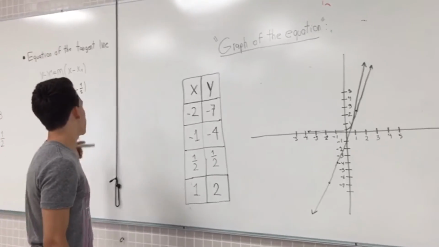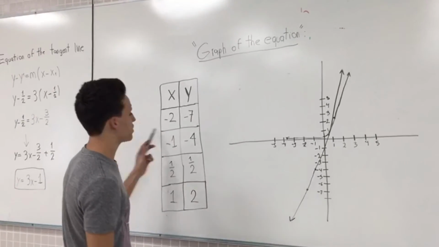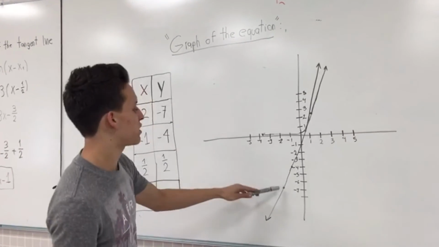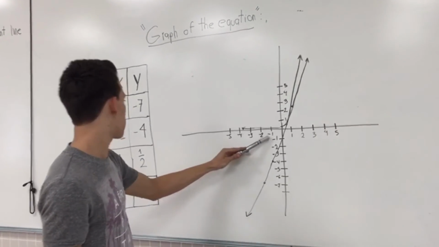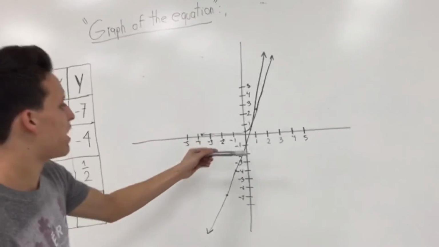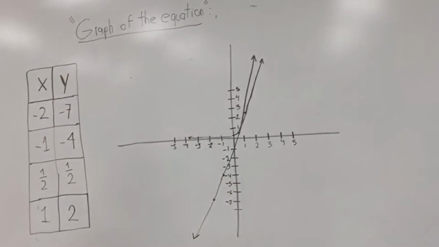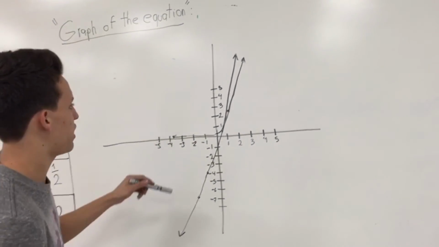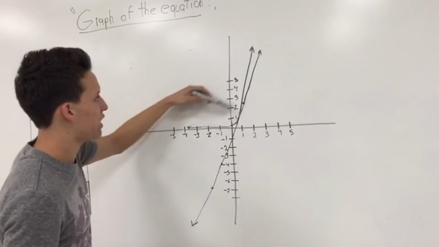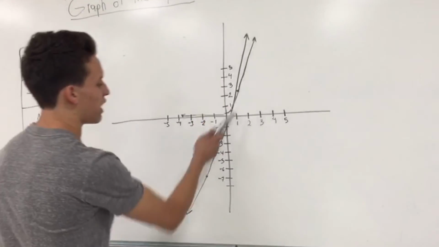Once we obtain the equation of the tangent line, we are going to graph it, plotting these values here. So it's going to be x minus 2, y minus 7; x minus 1, y minus 4; x 1/2, y 1/2; and x 1, y 2. Here we can see two different lines. This one is going to be the original curve of the equation, and this one is going to be the tangent line of the equation.